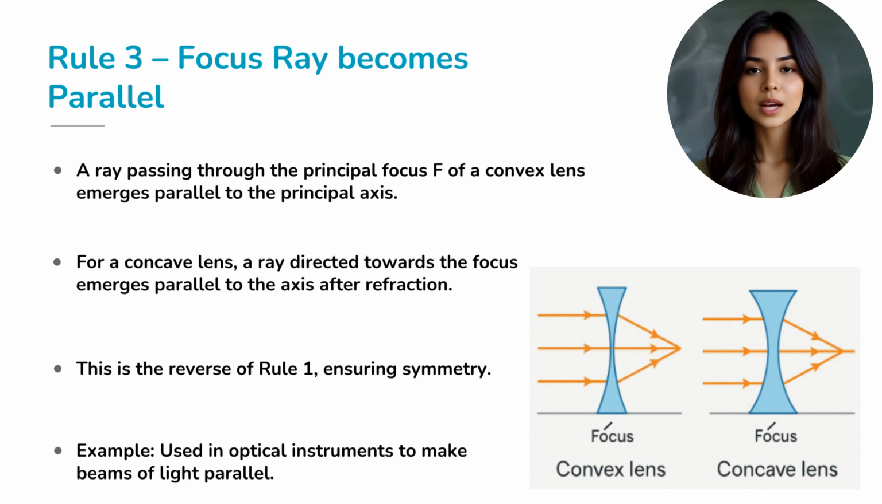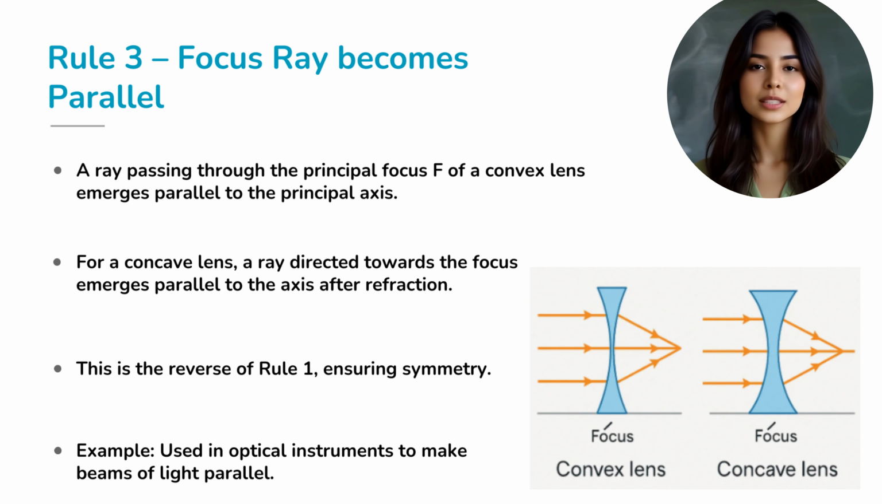Alright students, time for the third and final principal ray, and this one is the mirror image of rule 1. If a ray of light passes through the principal focus F of a convex lens, it comes out parallel to the principal axis. Nice and neat, like reversing a process step by step.